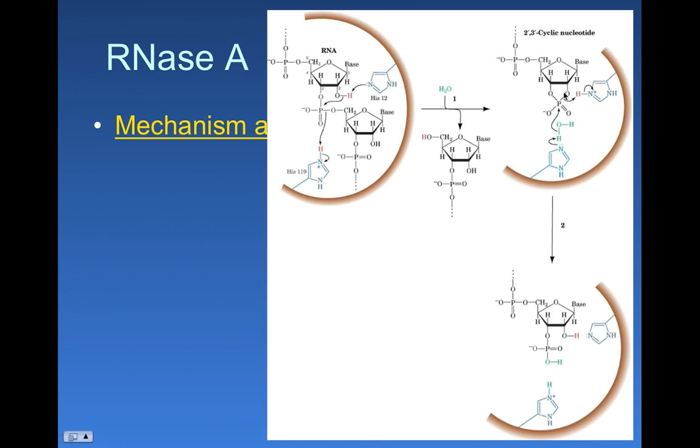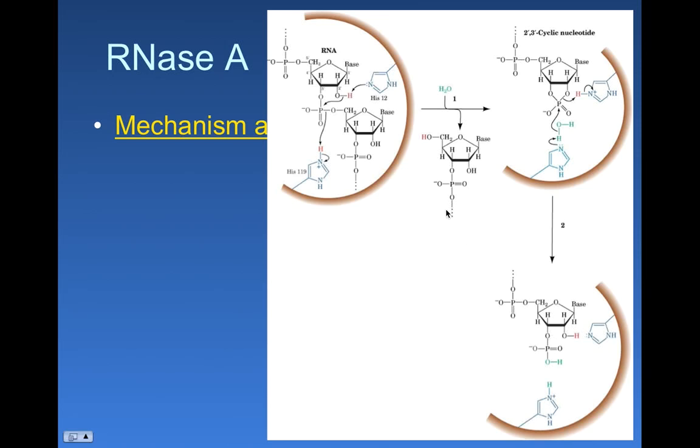This would leave, again, as a negatively charged oxygen, which is a terrible leaving group. We'll make it into a good one by protonating it with histidine 12. What that does is it regenerates the original ionization state of these 2 histidines so that our enzyme can bind to the next substrate, and it gets rid of the rest of the RNA substrate as a leaving group.